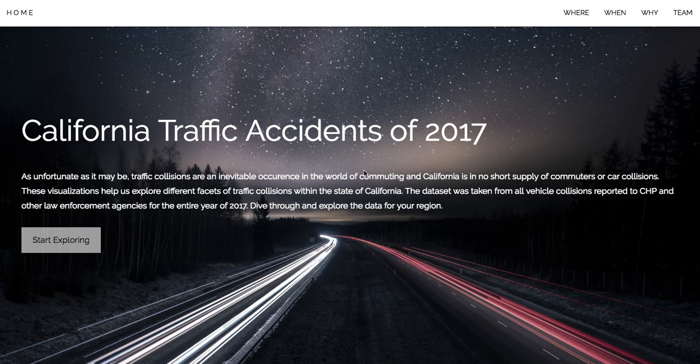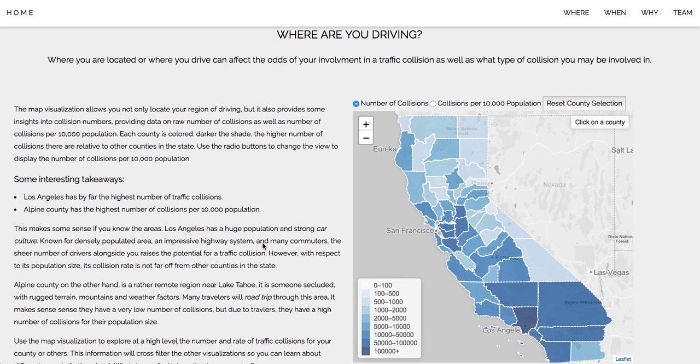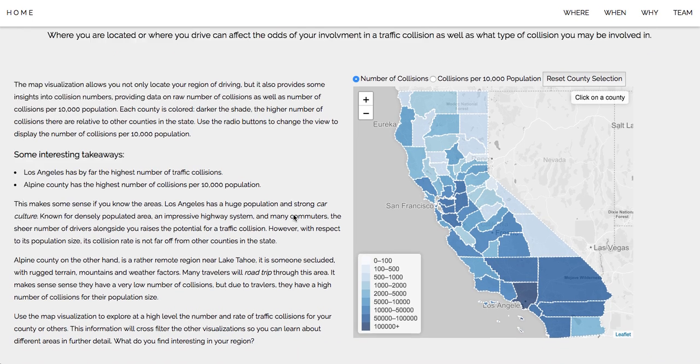Here we will be presenting a visualization for exploring different attributes from the 2017 California Highway Patrol traffic collision dataset. Here we want the user to explore different facets such as where, when, and why do different traffic collisions occur. So the first question we'll be asking our user is, where are they driving?